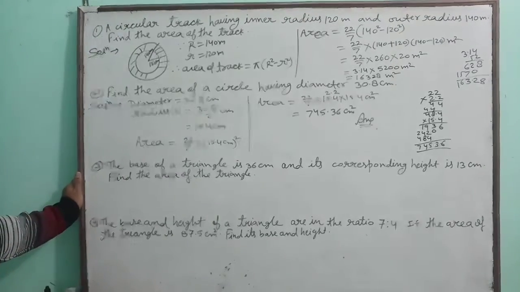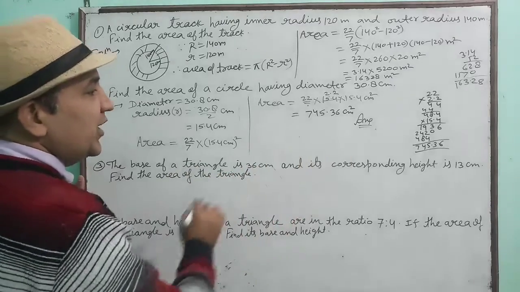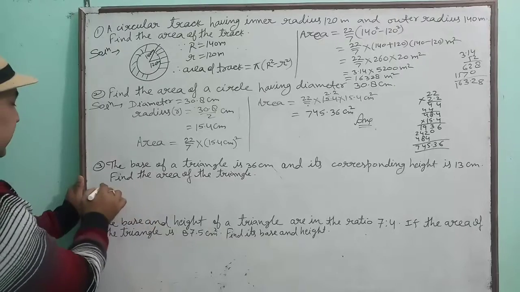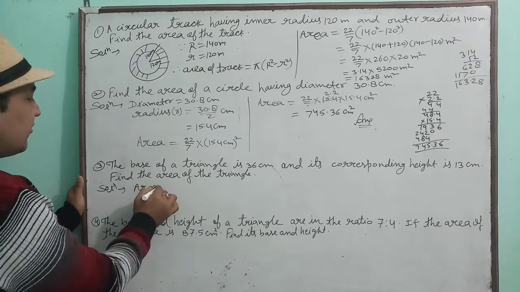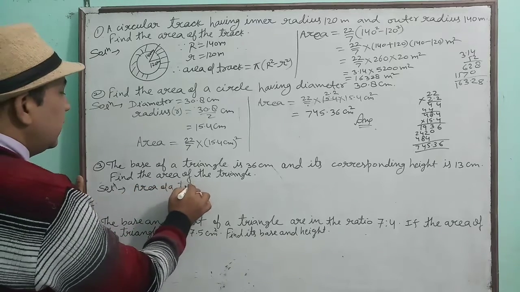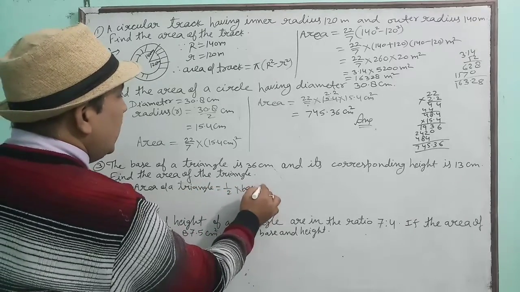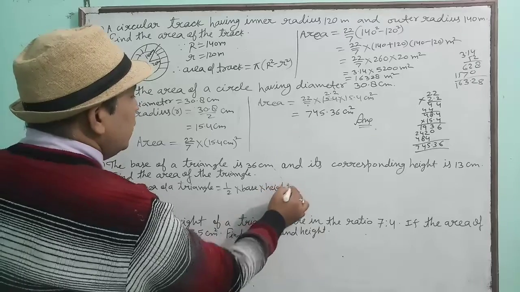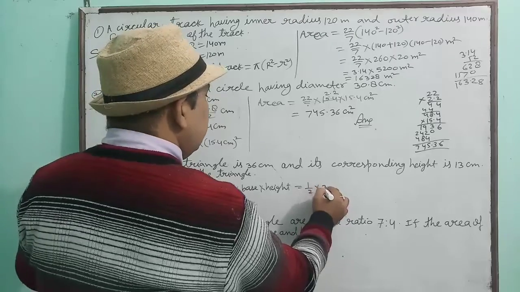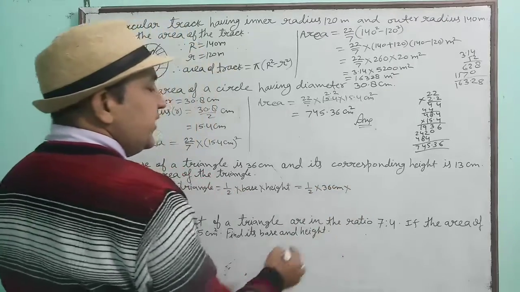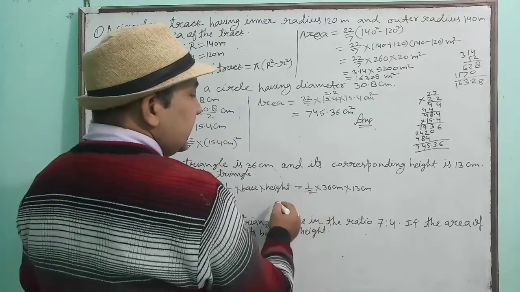Okay. Now see the question number 3. The base of a triangle is 36 centimeter and its corresponding height is 13 centimeter. Then find the area of the triangle. Children, we know that area of a triangle is equal to 1 by 2 into base into height. Here in this question, base is given 36 centimeter and height 13 centimeter. So by calculating it, we can get the answer.